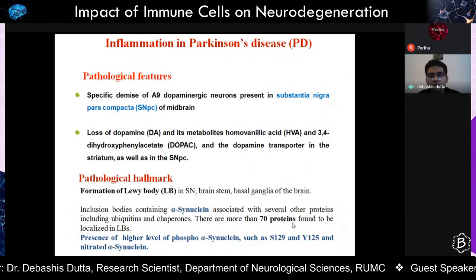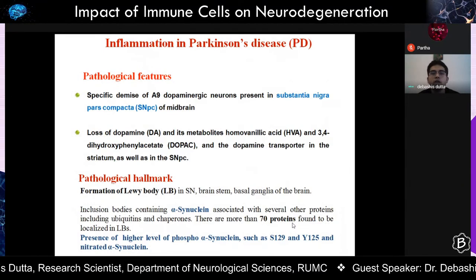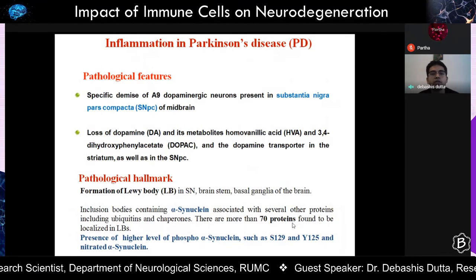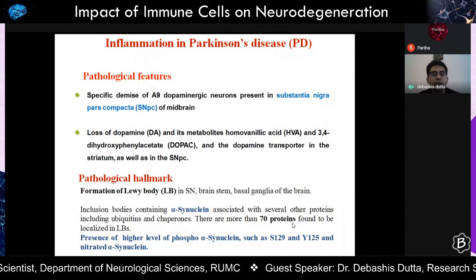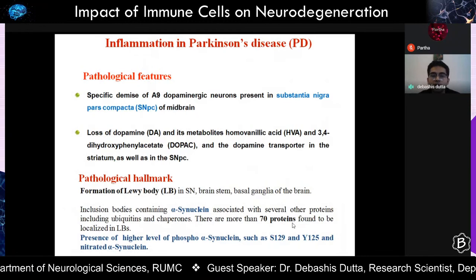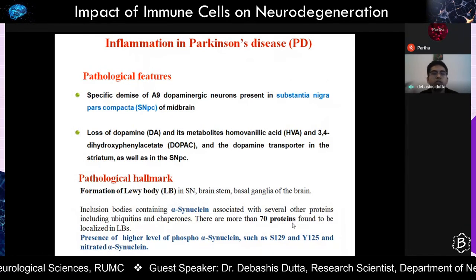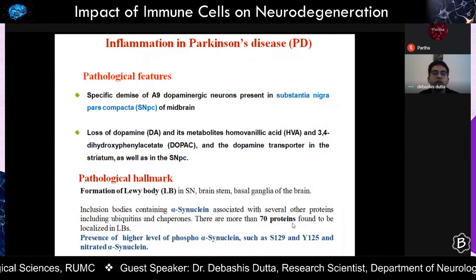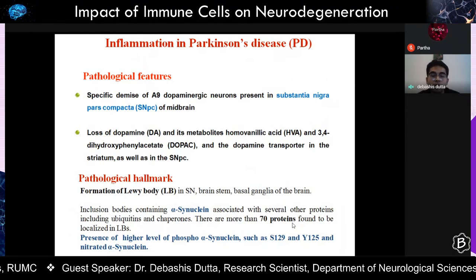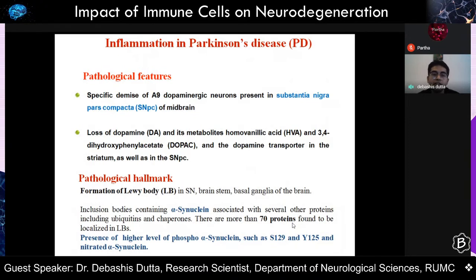Now, as you all know, Parkinson's disease is caused by the specific loss of the A9 dopaminergic neurons. These neurons mainly produce dopamine as the neurotransmitter, and they are present in the substantia nigra pars compacta region of the midbrain. When loss of these neurons happens, it results in loss of its main neurotransmitter dopamine, as well as its metabolites like DOPAC and HVA in the striatum region of the forebrain. These neurons send their terminals towards the striatum, and when this pathway is lost, there is a lack of dopamine in the striatum, and lack of dopamine results in lack of motor coordination, lack of movement, and that's why it is a movement disorder.